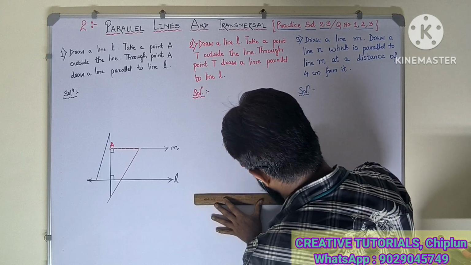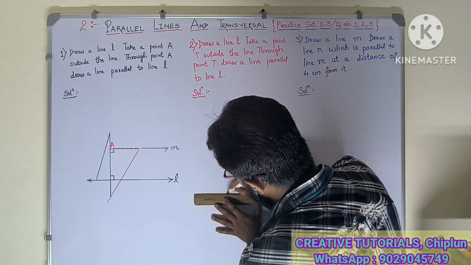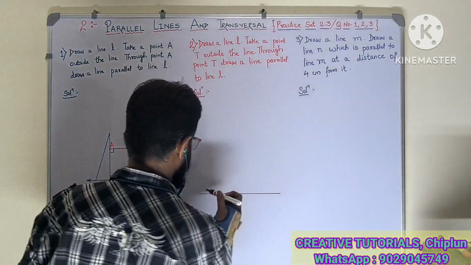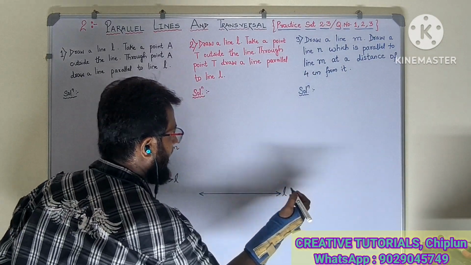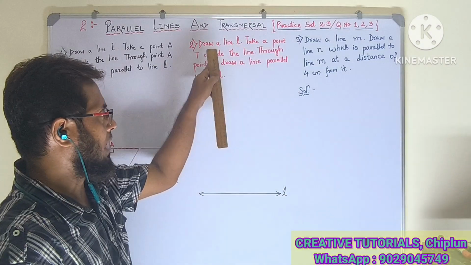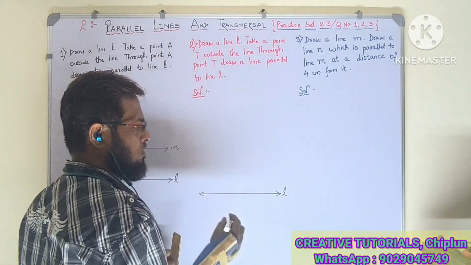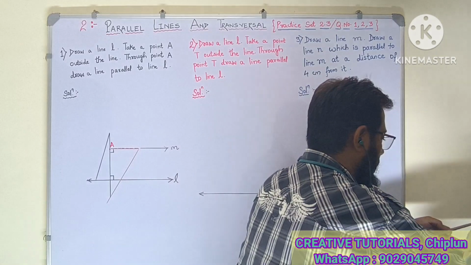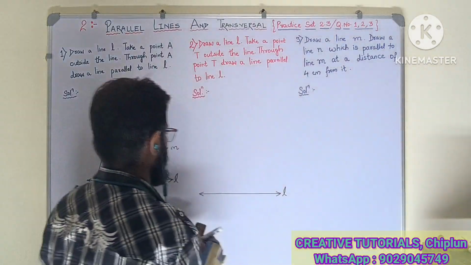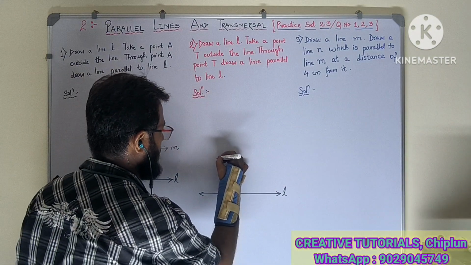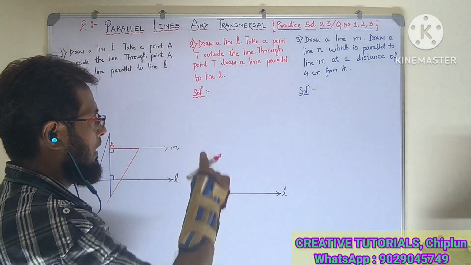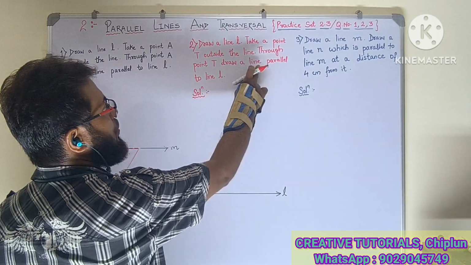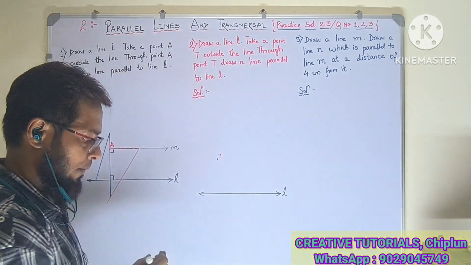Suppose this is that line L. Let us name it line L. Take a point T outside the line. Suppose this is my point T over here somewhere. Then they're telling me, through point T, draw a line parallel to line L.